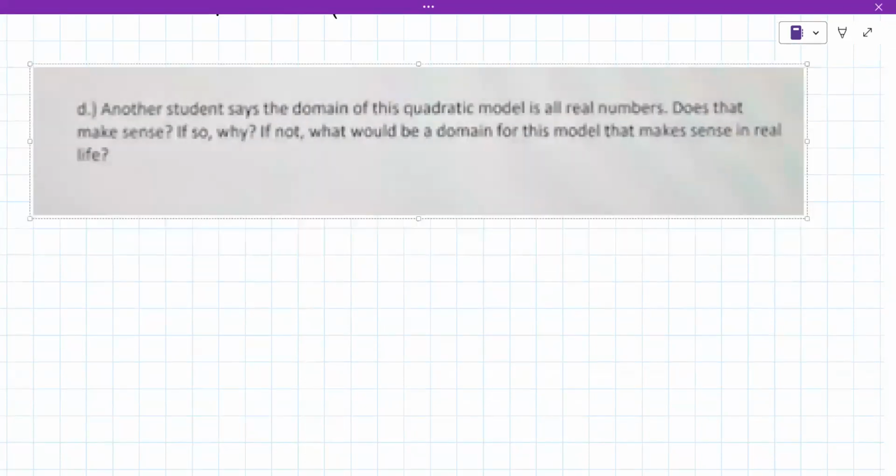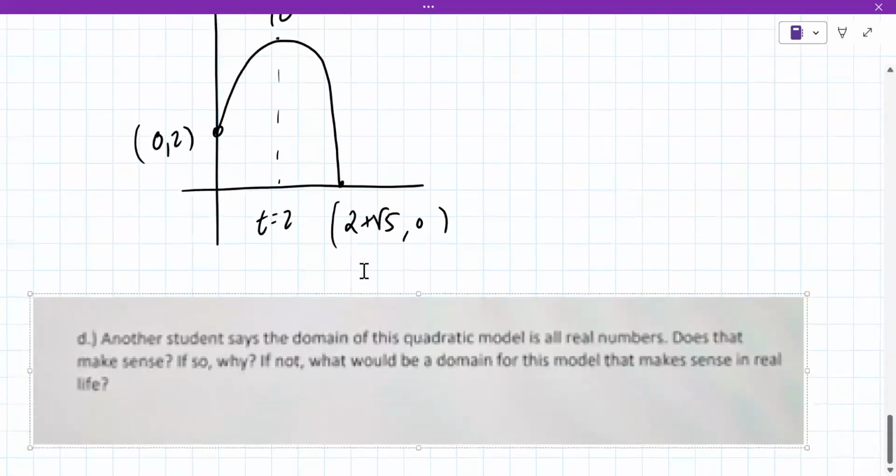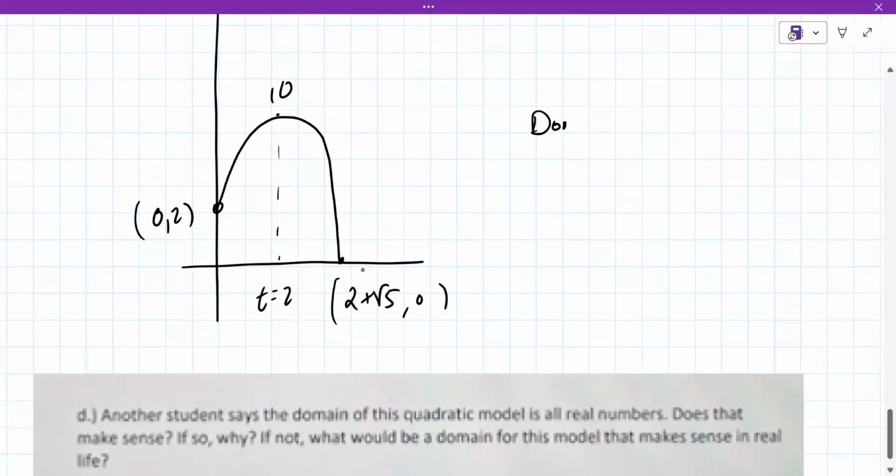Next question. It says, another student says the domain of this quadratic model is all real numbers. Does that make sense? So let's remind ourselves, well, what is domain? Can you tell me anything about domain that you remember? Domain can be all real numbers. Domain is X's. Yes, and that's important. Or in this case, T's. It's typically X's or T's.